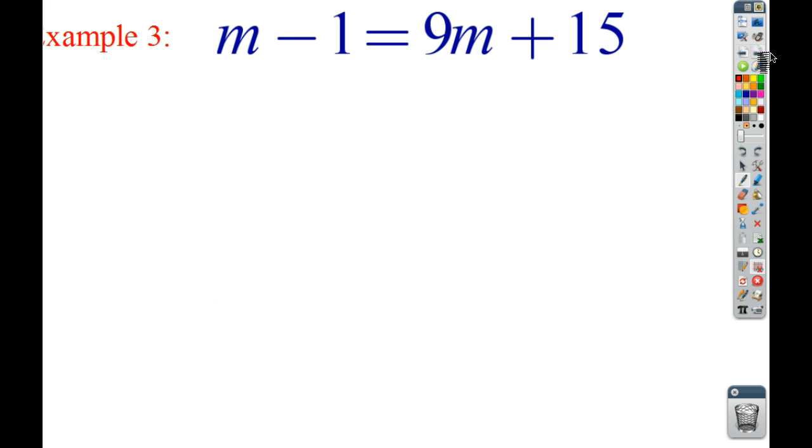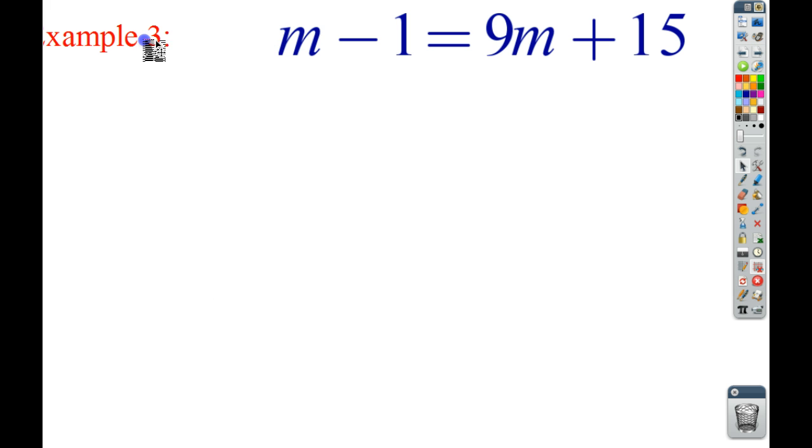All right, well, let's practice some more. So let's go ahead. I've got m minus 1 is equal to 9m plus 15. Why don't you go ahead and try solving this problem right now. Go ahead, pause the video and try it.